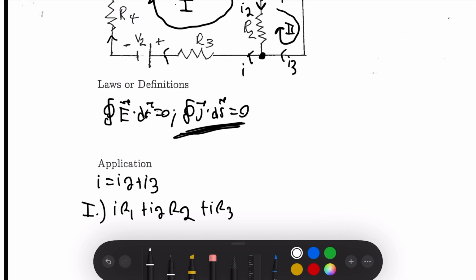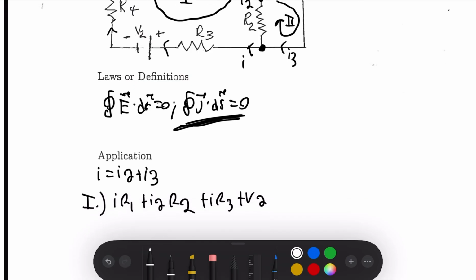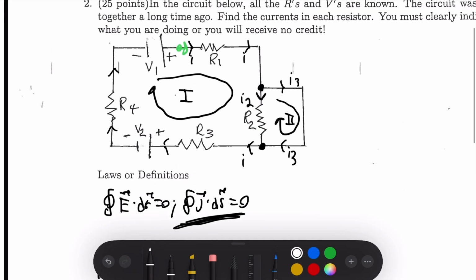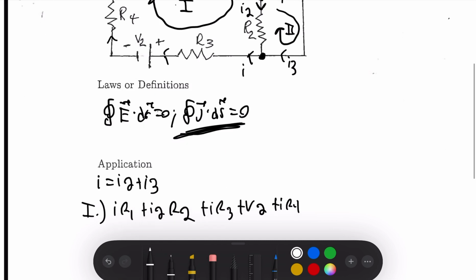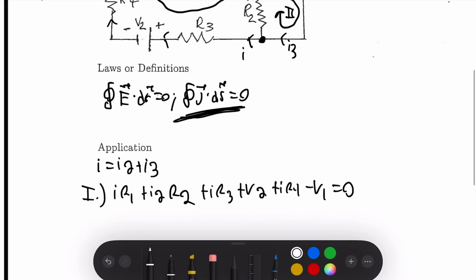And then I touch the positive side of the second battery. So that's plus V2. And then I go up, and I'm going the same way as current. So it's plus IR4, right? Because the current gets combined again. And then I touch the negative part of the battery when I get to the very top. So it's minus V1 is equal to 0.